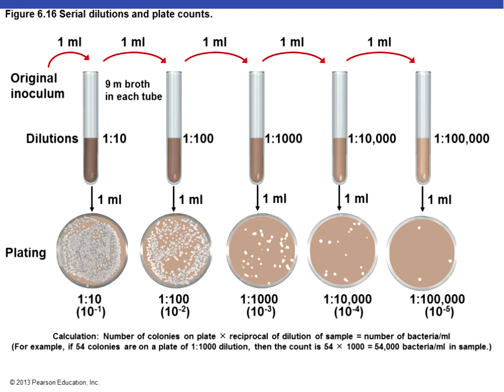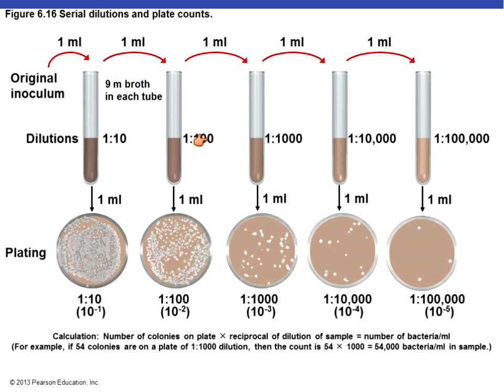Serial dilutions is something that we've talked about as well in class. I'm going to go through it rather quickly because we've done serial dilutions and we've talked about them. But if we want to calculate or approximate the number of bacteria in a sample, then what we look at is that we know that we've taken 1 ml, there's 9 ml of this broth in this tube, and then we took 1 ml and added to it from our original inoculum or our pure culture.